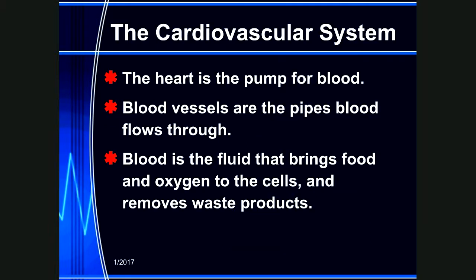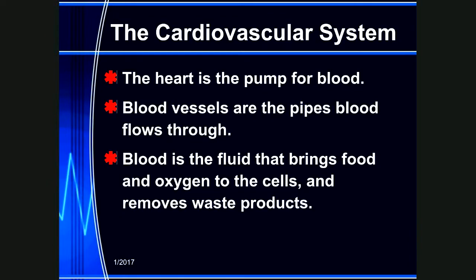The cardiovascular system consists of a pump, a set of pipes, and fluid to flow through those pipes. The pump being the heart that allows for the pumping of the blood. The vessels are the pipes of the cardiovascular system in which the blood flows through.